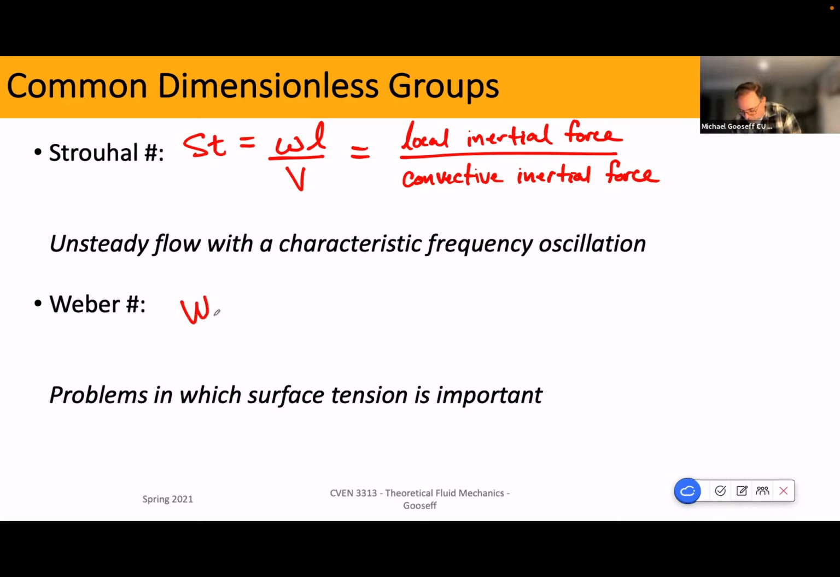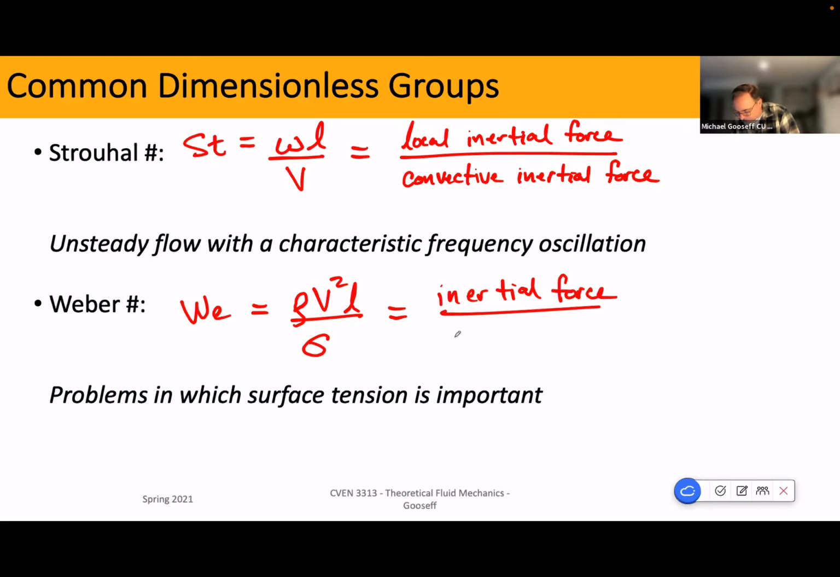All right, the Weber number, We, is rho v squared L, some characteristic length, divided by sigma. Now we have surface tension included. So this is the ratio of an inertial force divided by surface tension force.